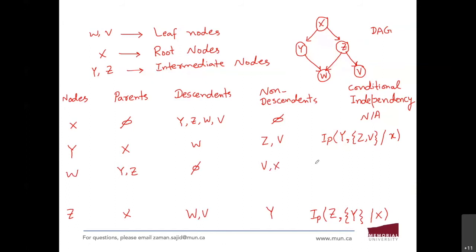Now again, when we write down the conditional independency, we are talking about our W variable, and there are two non-descendants here, V and X. So this is V and X, given the parents. There are two parents for W here: your Y and your Z.